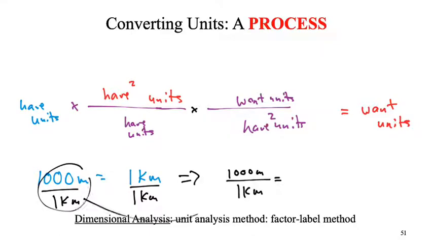So that piece is now right there. What I'm asking is, what is that piece? It's 1 kilometer over 1 kilometer? Yes. And it's 1. All of these conversion processes, all you're doing is multiplying by 1.